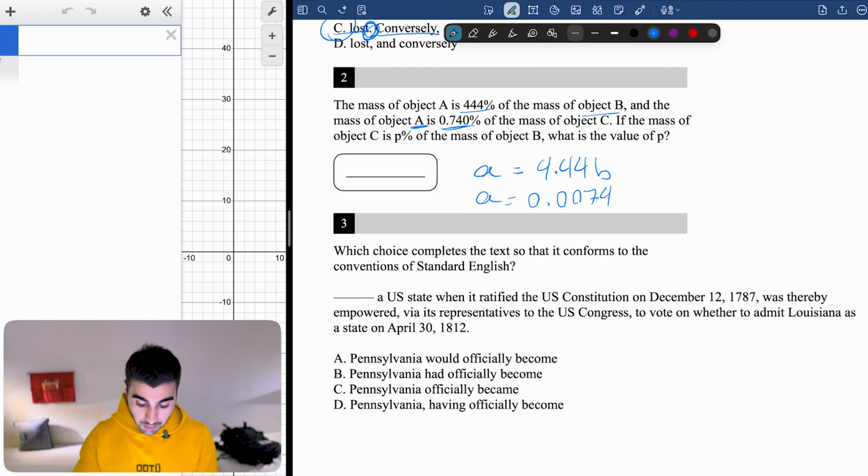And the mass of object A is this much percent, meaning 0.0074, since we're dividing by 100, times the mass of object C. If the mass of object C is P percent of the mass of object B, what is the value of P? We're looking for P. We're looking for this question mark, basically. And what we want to do is find C equals something times B, right? We want to find that.